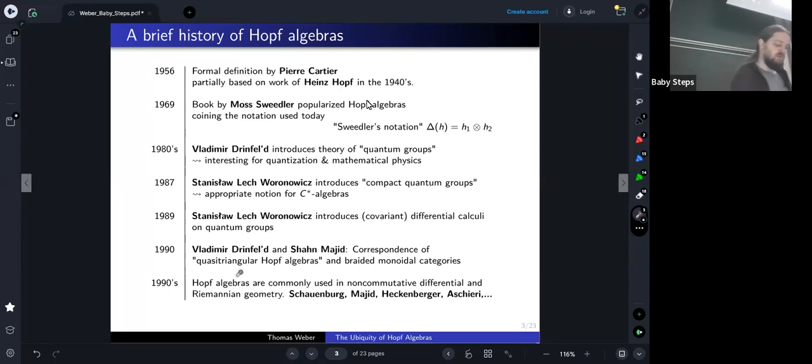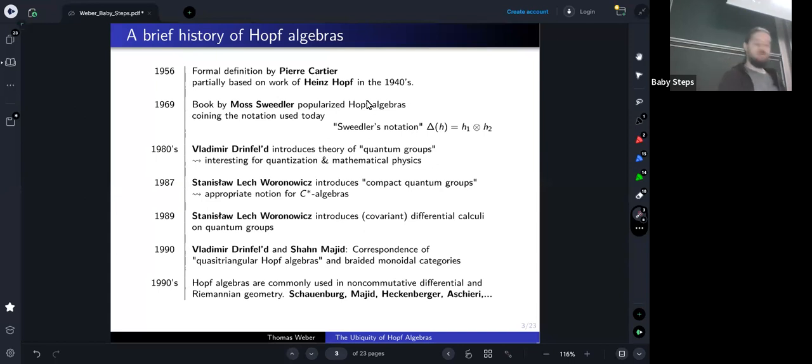One more thing that I would like to mention is Drinfeld and Majid proved the correspondence of quasi-triangular Hopf algebras and braided monoidal categories. So we have seen symmetric monoidal categories in one of the student talks. What this tells you is that if you are interested in monoidal categories, then you are automatically also interested in Hopf algebras. This is one of the instances where Hopf algebras just appear.